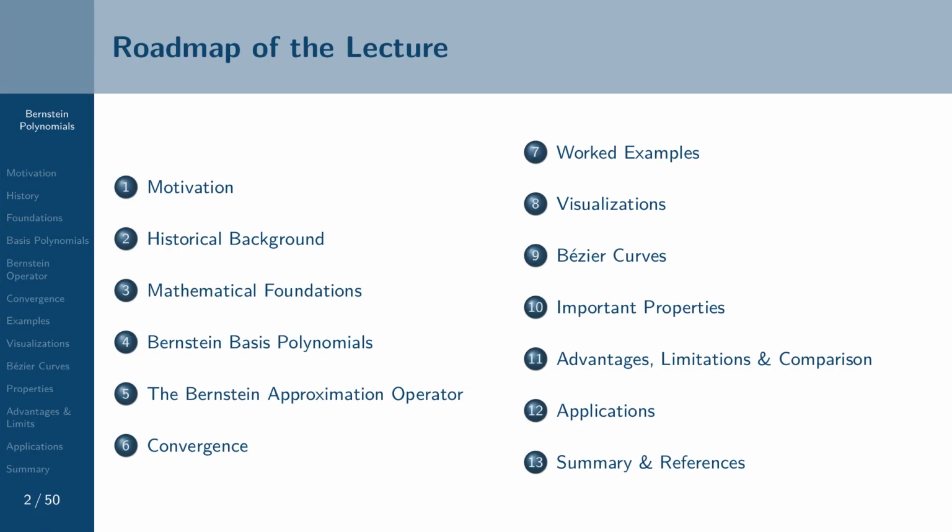Here is our plan. We begin with motivation and a little history. Then we build the mathematical foundations we will need: binomial coefficients, the binomial theorem, polynomial spaces, continuity, and uniform convergence. After that, we define the Bernstein basis and the Bernstein operator, prove convergence, work through 4 examples, look at many pictures, and finish with Bézier curves, structural properties, applications, and a summary.